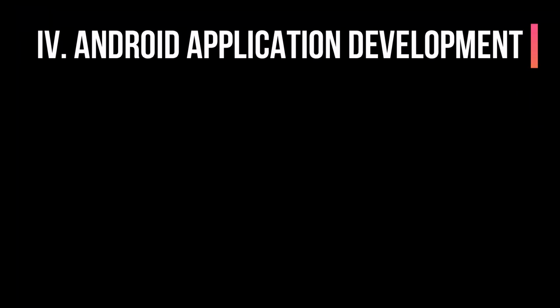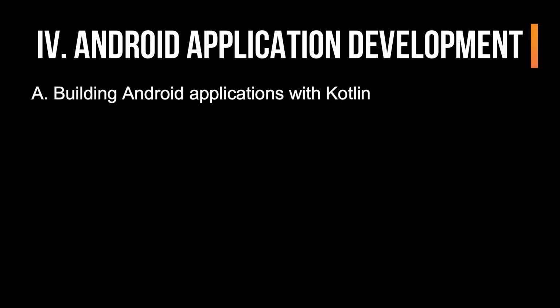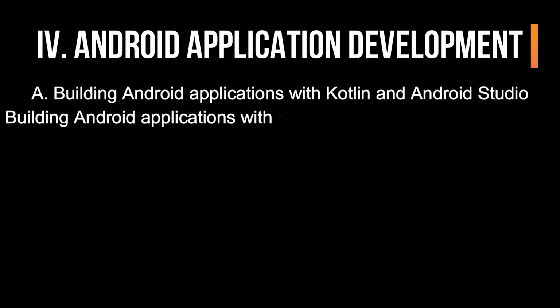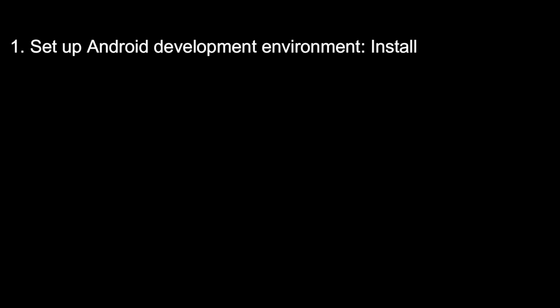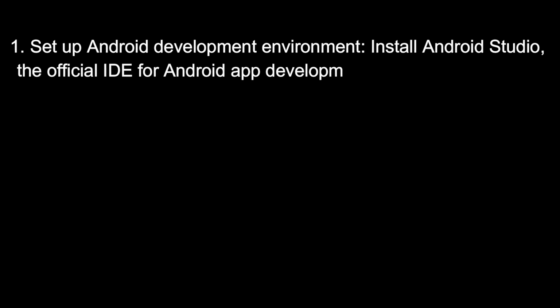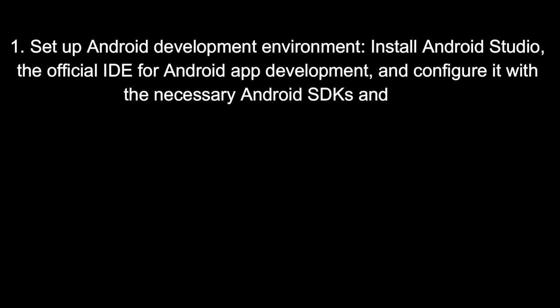4. Android application development. Building Android applications with Kotlin and Android Studio. Building Android applications with Kotlin and Android Studio involves several key steps. 1. Set up Android development environment. Install Android Studio, the official IDE for Android app development, and configure it with the necessary Android SDKs and tools.